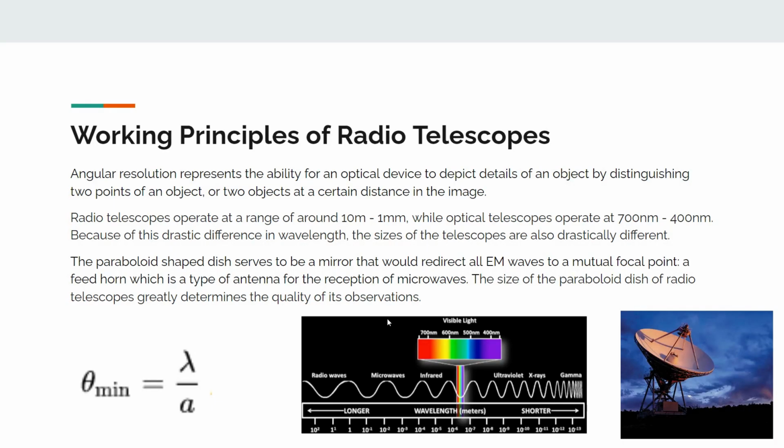Working principles of radio telescopes. Before we talk about the telescopes themselves, it's important that we understand what angular resolution represents. It's the ability for an optical device to depict details of an object by distinguishing 2 points of an object or 2 objects at a certain distance in the image.